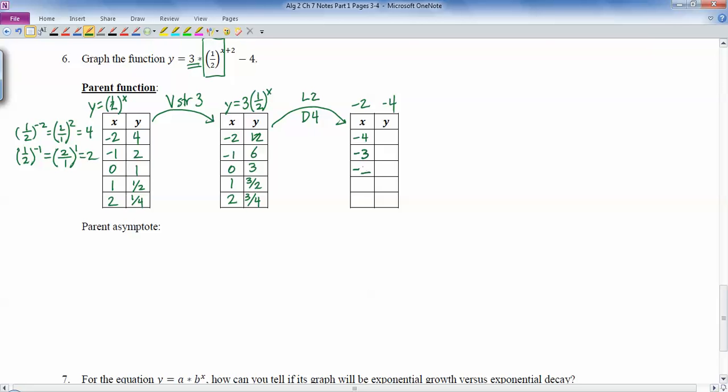-2, -1, and 0. And then if I subtract 4 from the y's, I'm going to get 8, 2, -1, 3/2 minus 4. So that's 1.5 minus 4, which is -2.5. And 3/4 minus 4 will be -3 1/4.